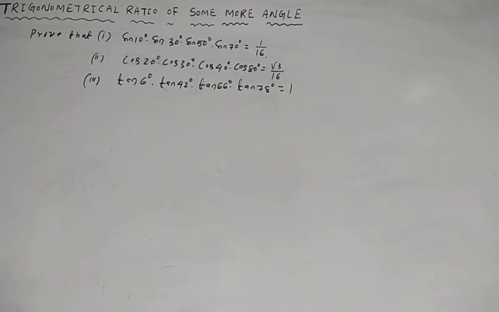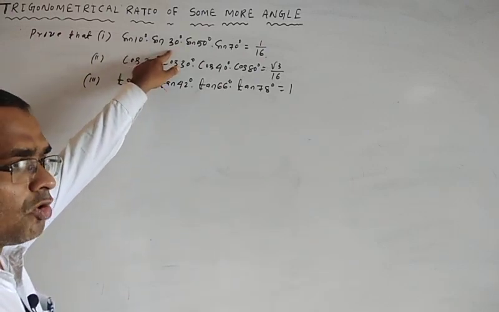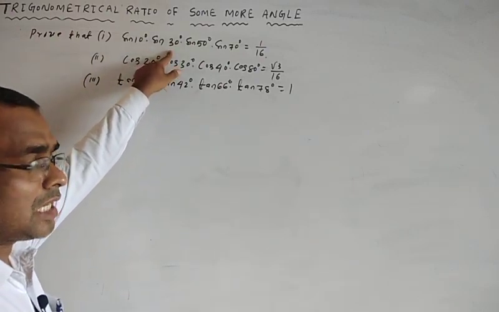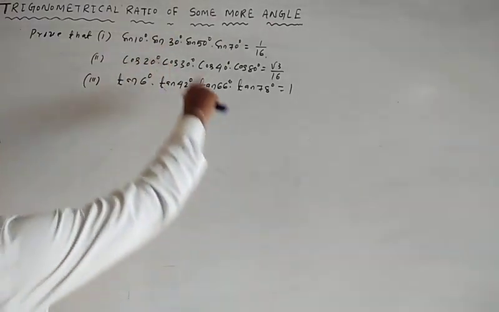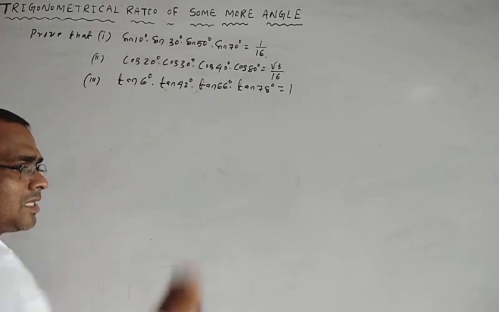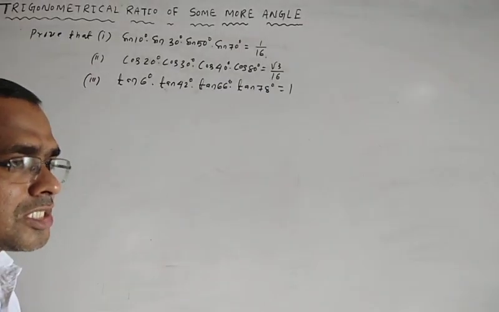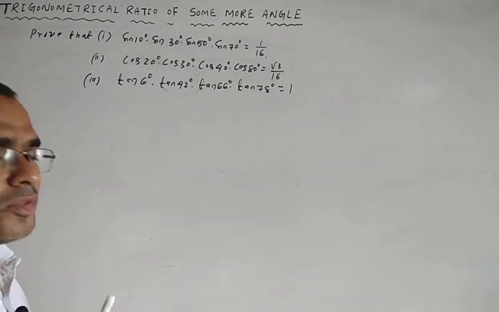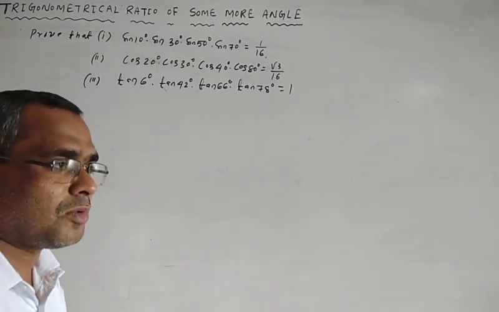Dekho, this is equal to here sin 10 degree, sin 30 degree. You know already the value of sin 30 degree. So sin 30 degree means this is equal to 1 by 2. Here 50 means you have to express 60 degree minus 10, and 70 means you have to express 60 plus 10, and this is of the form sin A into sin 60 minus A into sin 60 degree plus A.